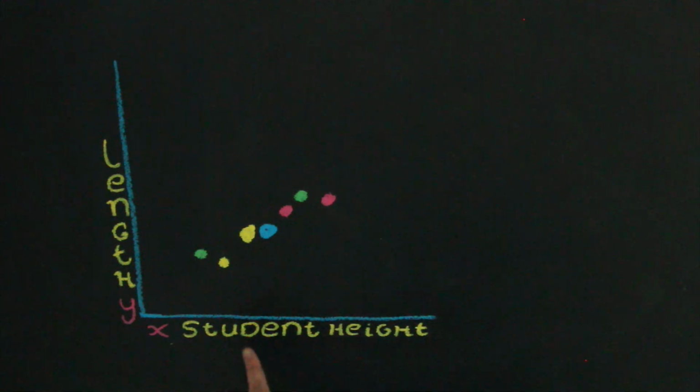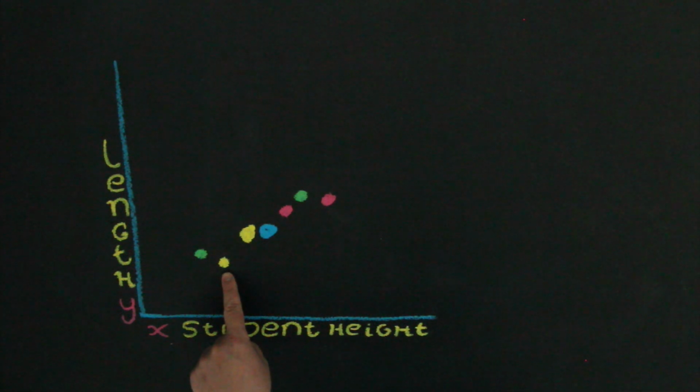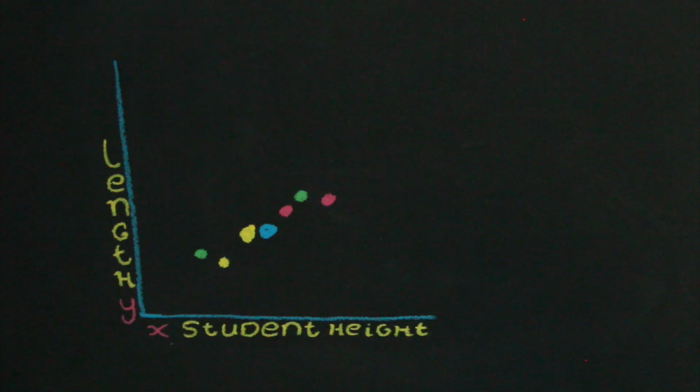Dots that are far, far apart from the others are called outliers. There will probably be one or two in your graph. Be sure to point them out.